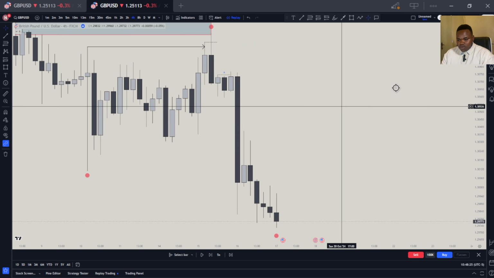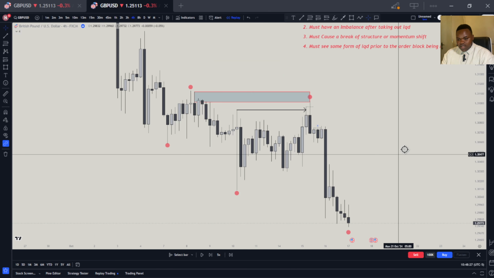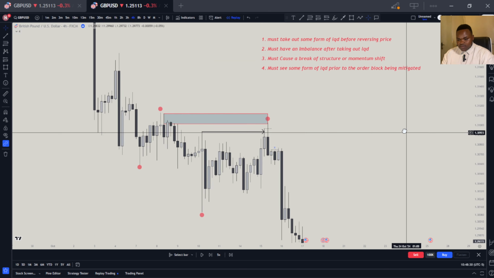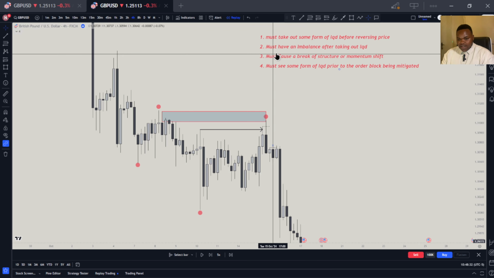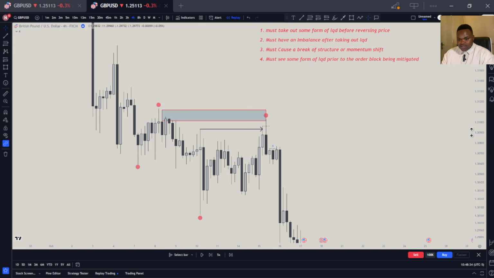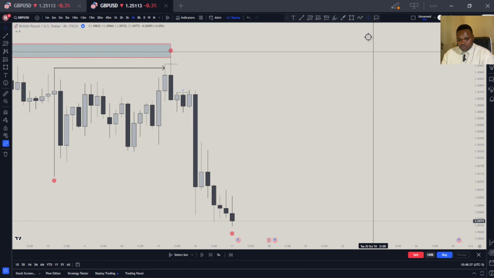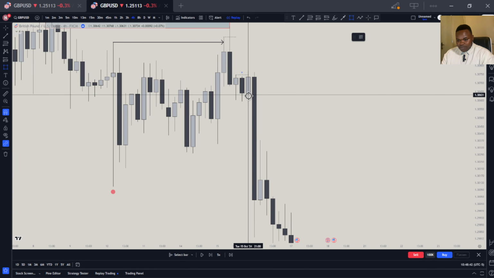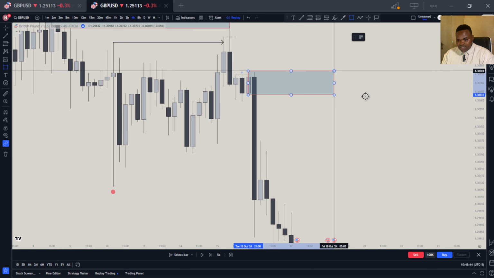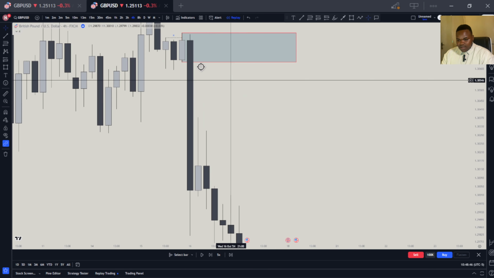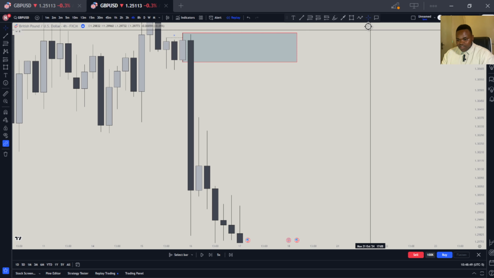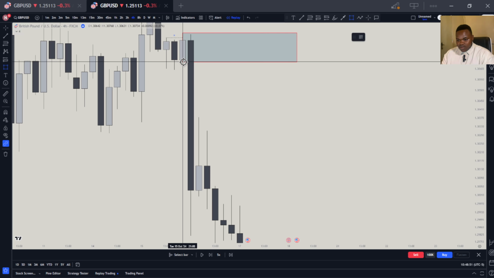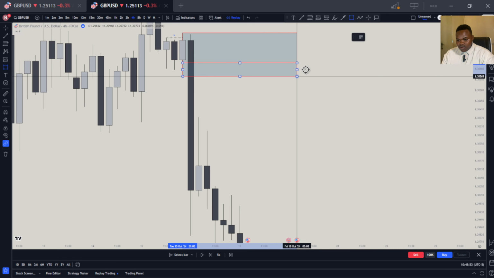The next feature: it must have an imbalance after taking out liquidity. What does this mean? It simply means the order block must have an imbalance lying after it. That is this imbalance right here. It must have an imbalance.